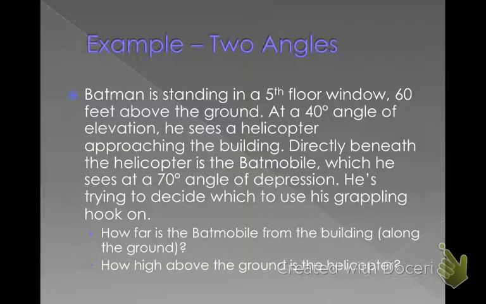But the next problem has a little bit longer setup, and there's going to be two angles for us to handle here. Batman is standing at the 5th floor window, 60 feet above the ground. At a 40-degree angle of elevation, he sees a helicopter approaching the building. Directly beneath the helicopter is the Batmobile, which he sees at a 70-degree angle of depression. He's trying to decide which to use his grappling hook on. How far is the Batmobile from the building, so that's a distance along the ground, and how high above the ground, directly above the ground, is the helicopter?